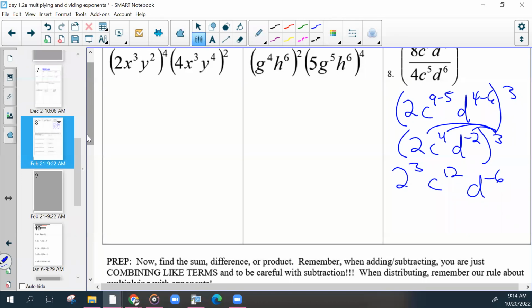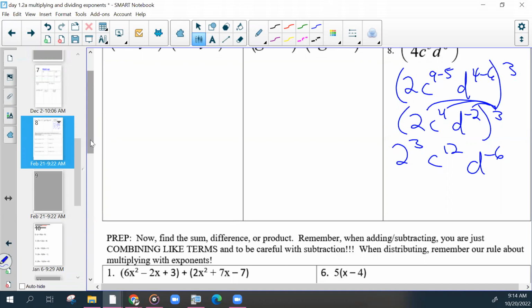2 to the third is what? 8. C to the 12th stays in the numerator, D to the 6th comes back.